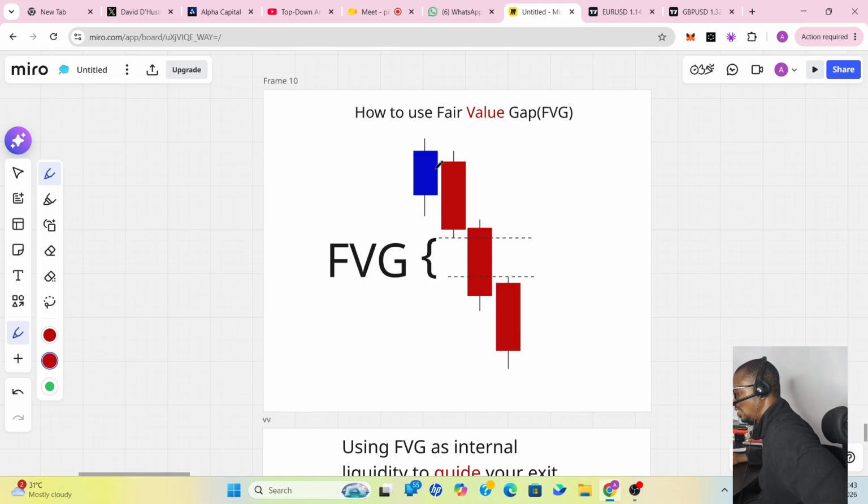Basically, if you are new to the concept of fair value gap, it is nothing but the gap between a three set of candles. This basically happens when there is a large volume in the market. When there is a large volume of sellers in the market, you have this kind of gap, and 80% of the time the price tends to reprice into this gap. So this is what I want to show you here.